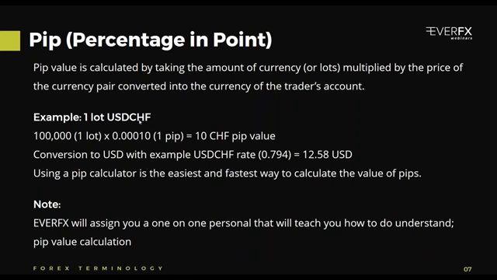Remember, the profit is in the quote currency, and the amount you're putting in, the margin, is in the base currency. So 10 CHF, once you convert that into US dollar at this rate, you've got about 12.58 US dollars. Now that's how the market works. Using a pip calculator is the easiest and fastest way to calculate the value of pips. EverFX will assign you a one-on-one personnel that will teach you how to understand pip calculation.